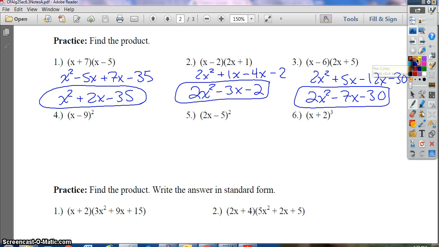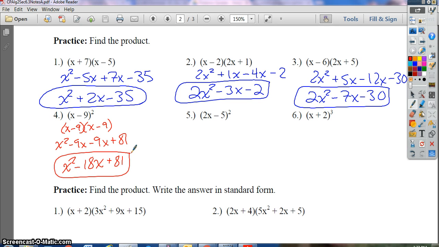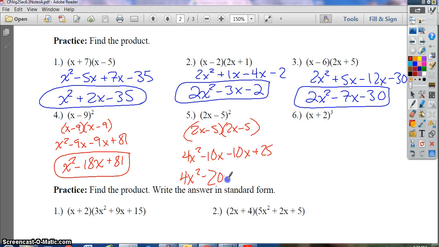Okay? Coming down to the bottom, this is x minus 9 times x minus 9. So this is x squared minus 9x plus 81. And for the grand finale, there's your trinomial left. X squared minus 18x plus 81. 2x minus 5 times 2x minus 5. 2x times 2x is 4x squared minus 10x plus 25 in my last. So when this is all put together, we're looking at the following. 4x squared minus 20x plus 25.